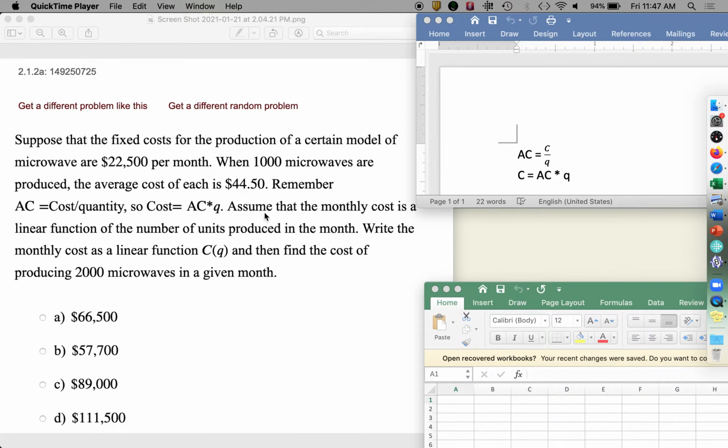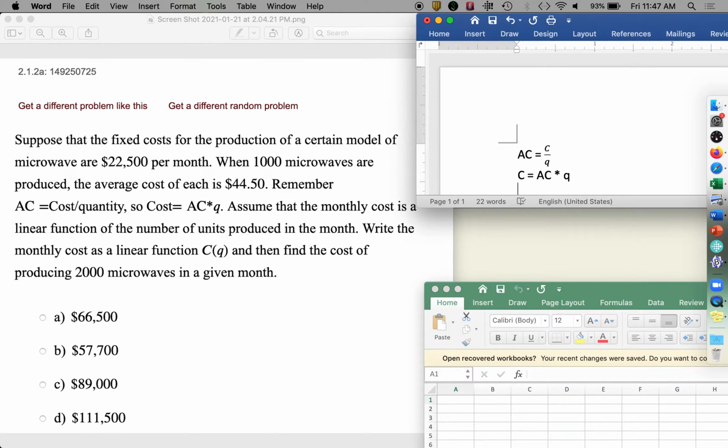Assume that the monthly cost is a linear function of the number of units produced in one month. I'm going to stop there for a second and not read the last sentence yet, because the last sentence tells us to plug in 2,000, and we don't want to do that until we actually have the equation written. So it says monthly cost is a linear function based on the number of units produced.